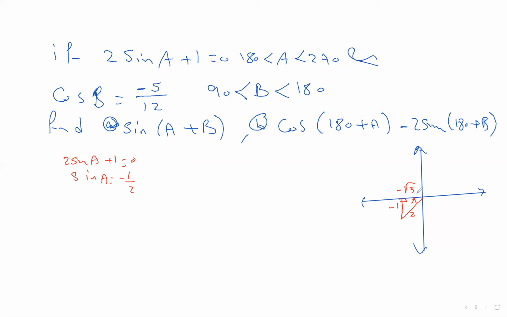And the second, you can graph it here also or in another graph as you like. Cosine B, the B in the second quadrant. Okay, you can graph it in another graph like this one.